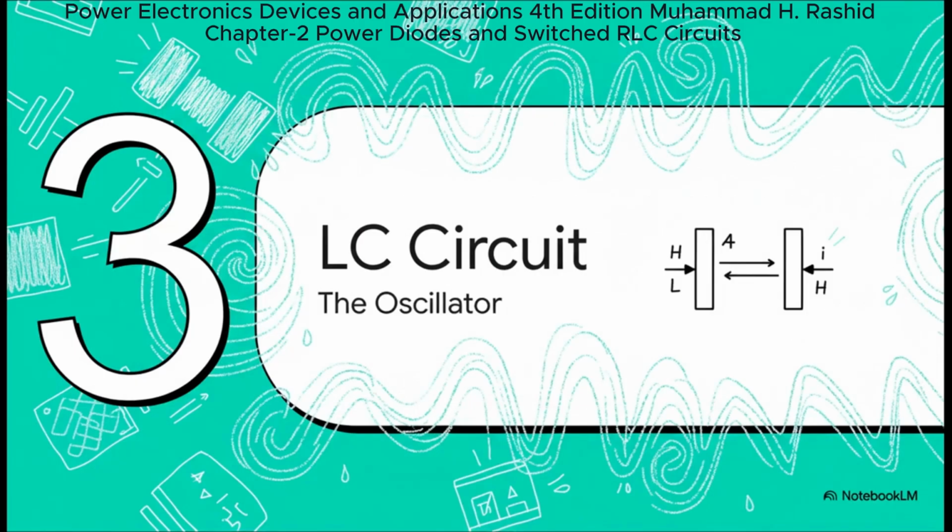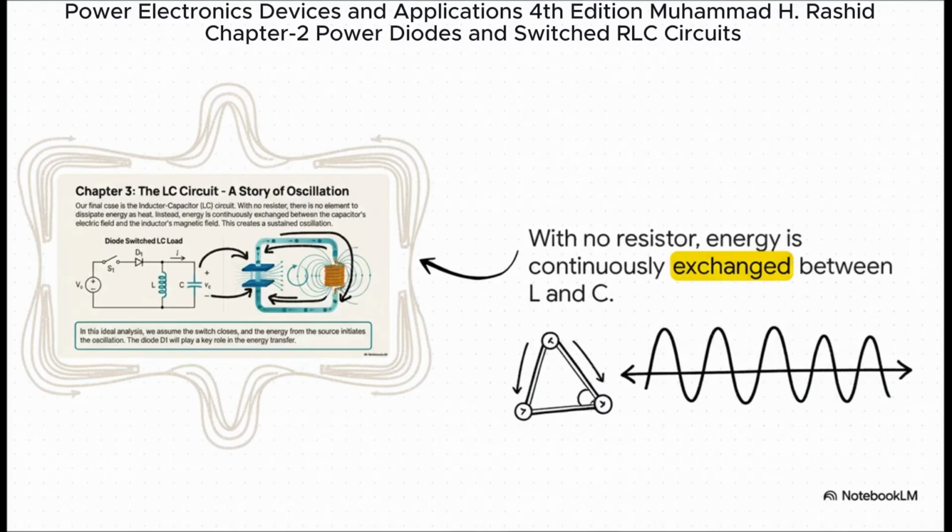All right, on to our final character, the LC circuit. I like to call this one the oscillator. Now, what happens when energy has absolutely nowhere to escape? This is where things get really cool. With this circuit, there's no resistor, and the resistor is what dissipates energy as heat. So without it, the inductor and capacitor just continuously exchange energy. It goes from the capacitor's electric field over to the inductor's magnetic field and then right back again. It creates this perfect, sustained oscillation. Imagine a pendulum swinging back and forth forever with zero friction.